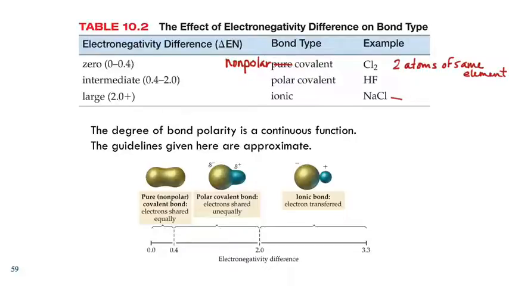Ionic bonds, you should identify that if you have a metal with a nonmetal. So like in that example, NaCl, sodium's a metal, chlorine's a nonmetal, that's an ionic bond. It's an extreme electronegativity difference. And then the middle one, the polar bond, that would be two different nonmetals. So you've got two different nonmetals.